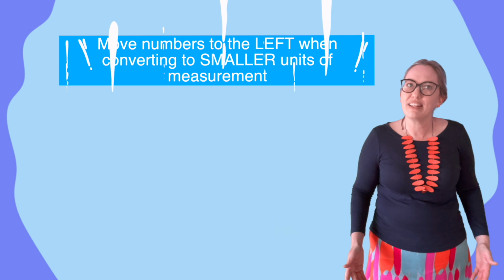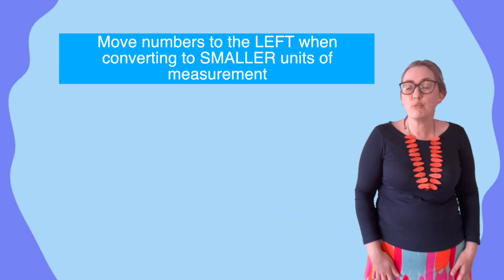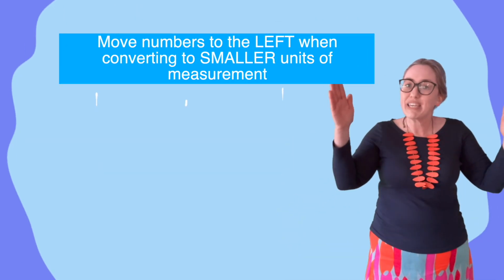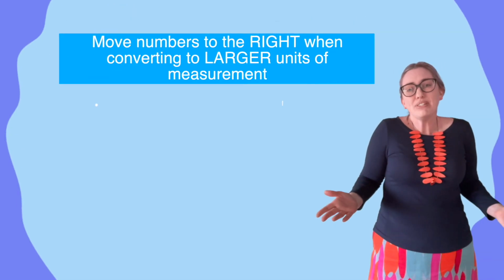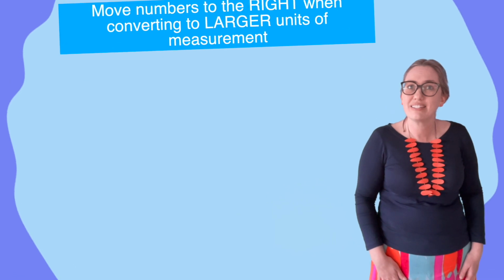We move our numbers to the left when we are converting to smaller units of measurement, from kilometres to metres and metres to centimetres. What if we are converting the other way, from centimetres to metres or metres to kilometres? We move our numbers in the opposite direction, to the right.